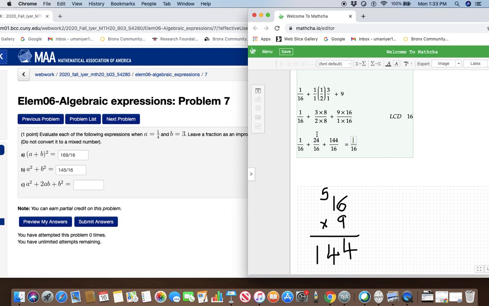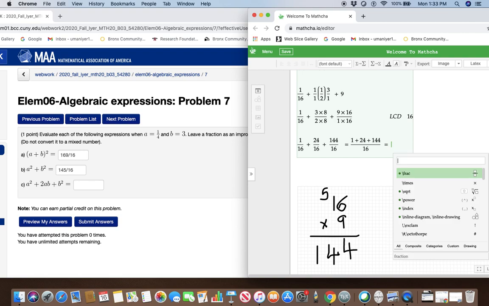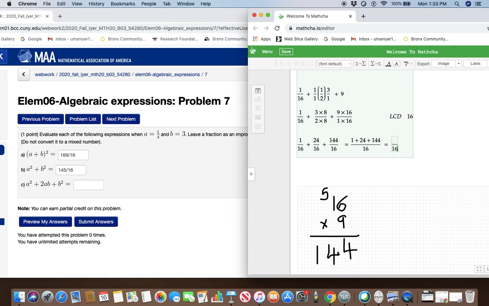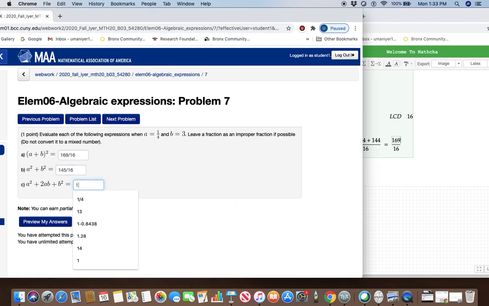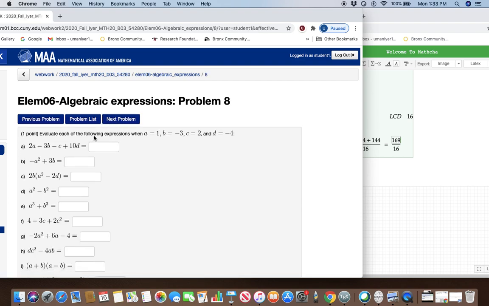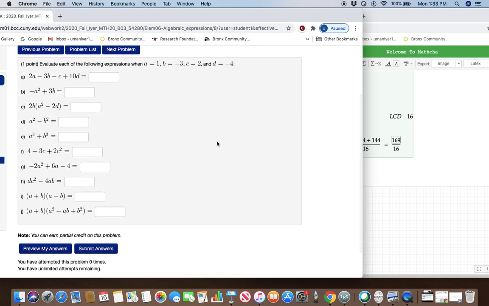Numerator is 1 plus 24 plus 144. That is the fraction. Denominator 16, numerator is 1 plus 24, 25 plus 144 is 169. So notice this and this should always give you the same answer. All right, so let's work on this problem in our next video.